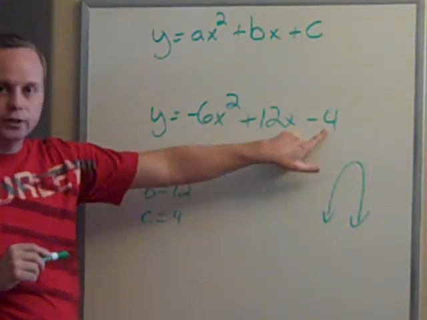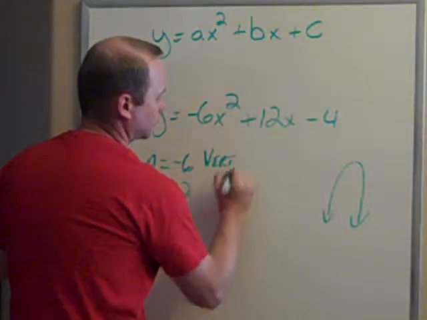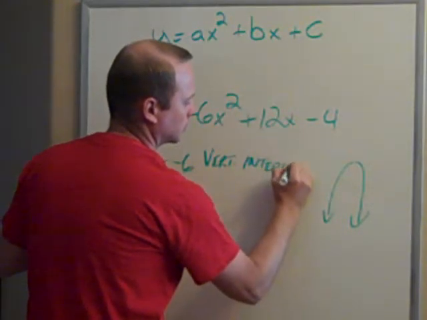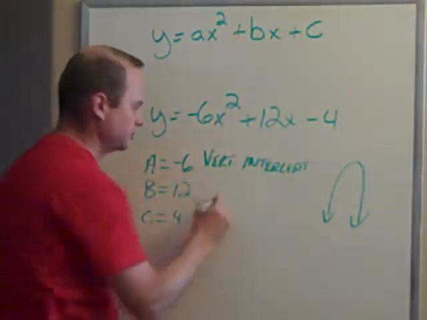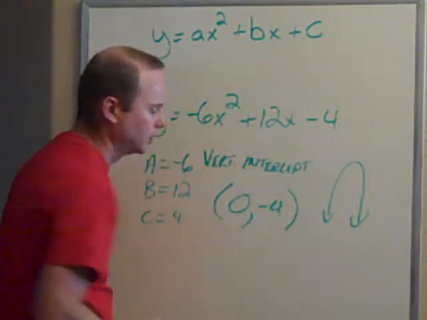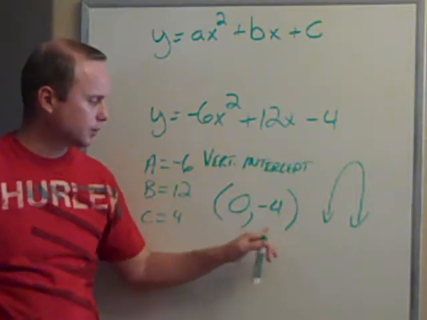Now, my vertical intercept in this one is going to be negative 4, but that's my y value. So my vertical intercept, when you write it, you always want to write it as an ordered pair, would be 0, negative 4. It's going to cross that vertical axis, the y-axis, right at 0, negative 4.